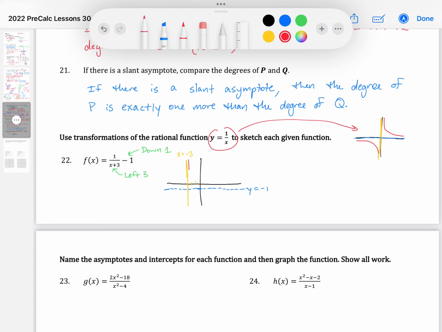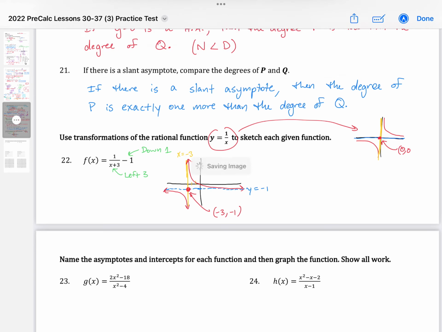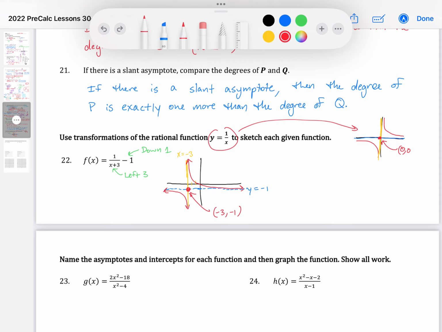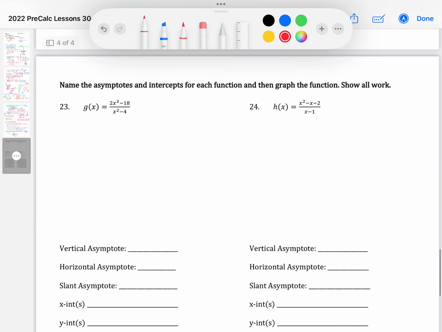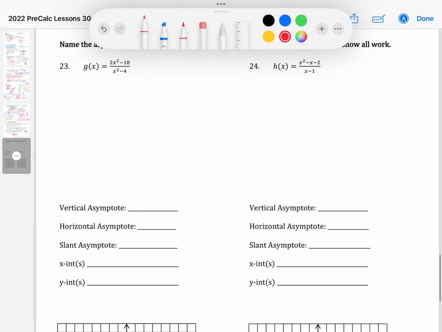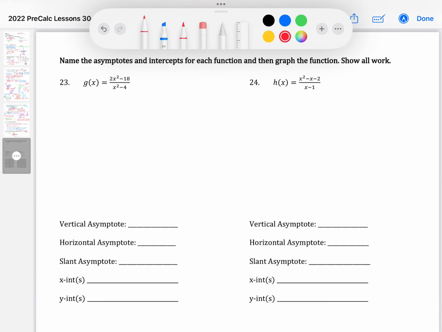So these branches are still going to hug the vertical asymptote and that horizontal asymptote. But then that center point, if you look at this point right here, is now at -3, -1, where it was before at 0, 0. And that is because of those shifts. All right. And then the last two are actually going to be looking at graphing accurately. So we're going to have to find all of this information that you see listed down below.